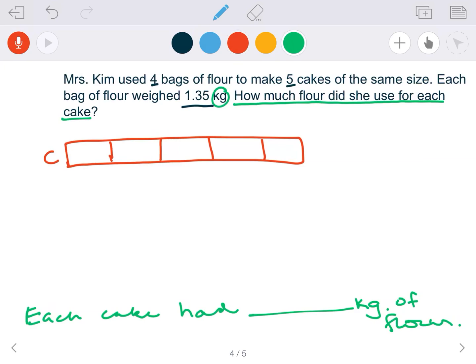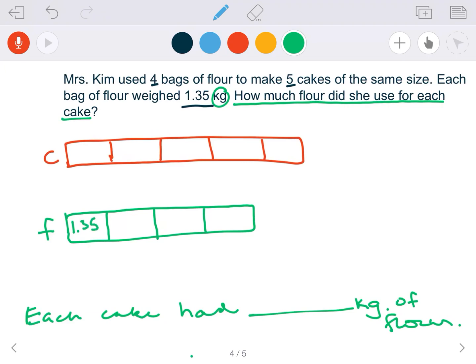Then we need to make a different bar model. And this is going to be 4 bags of flour. The 4 bags of flour we can label here. Each were 1 35 hundredths of a kilogram.